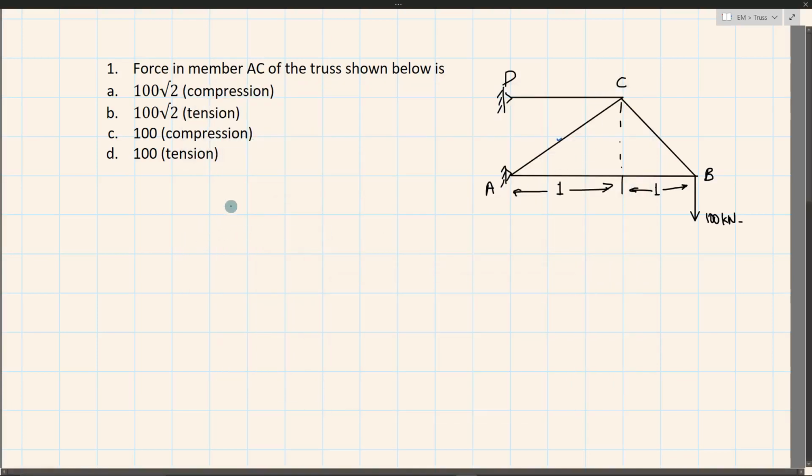So hello, we'll be discussing some problems on truss. Before solving the actual problem, we'll discuss some basic concepts on trusses, right? So a truss consists of planar truss. We'll be discussing only planar trusses.